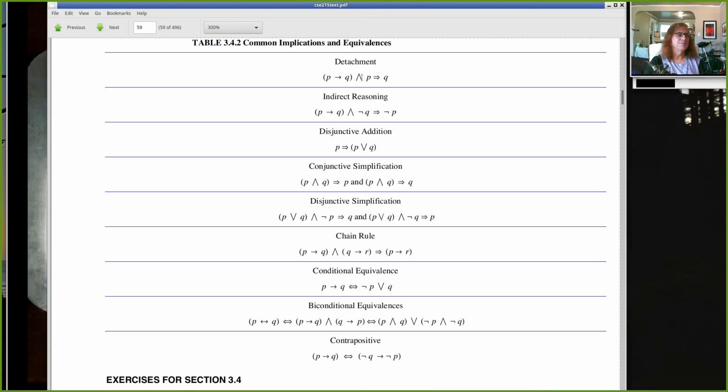All right, so indirect reasoning, detachment, those are valid laws of logic. Those two fallacies, very, very close to these, but fundamentally not laws of logic.